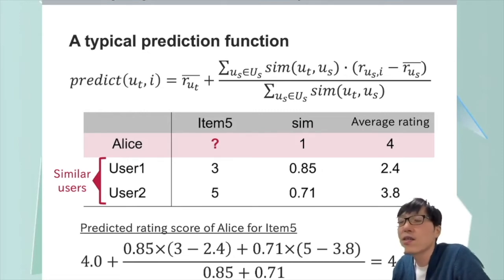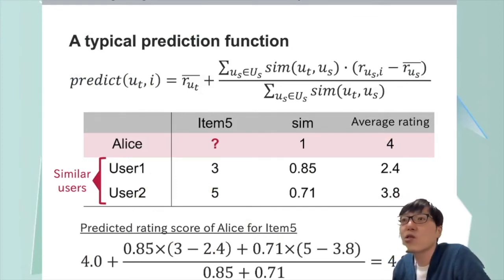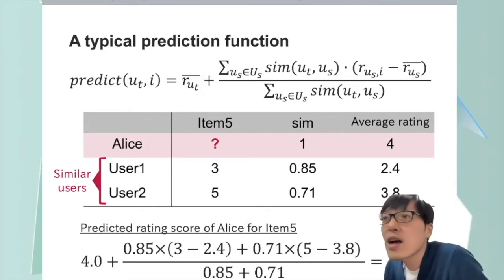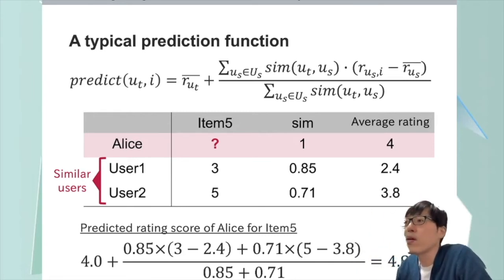0.71. The average rating score of Alice is 4, and the average rating score of user 1 is 2.4. Okay? And the average rating score of user 2 is 3.8. Okay? And furthermore, user 1 gave 3 points to item 5, and user 2 gave a score of 5 to item 5.